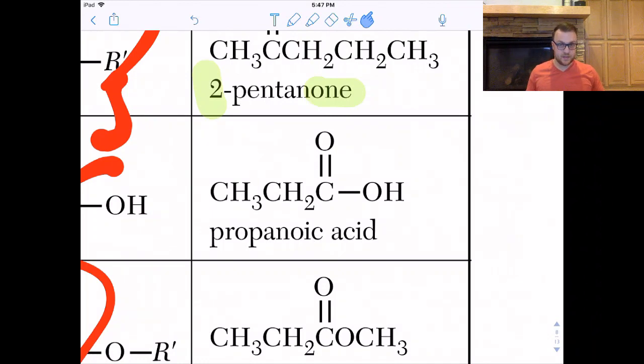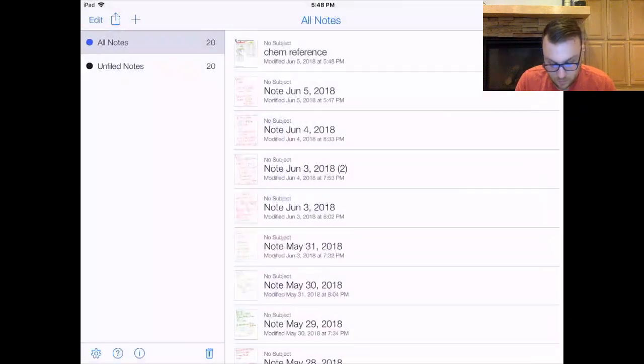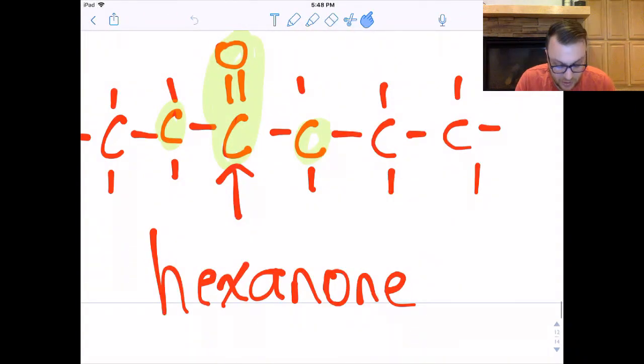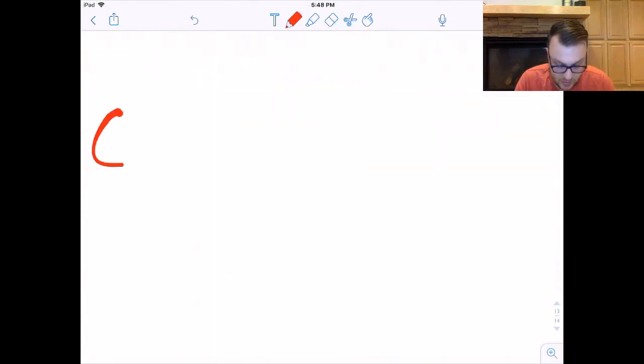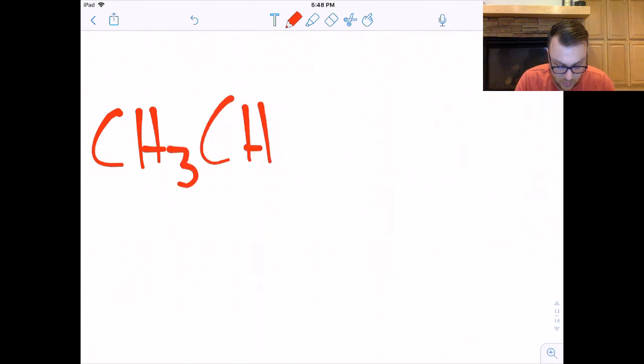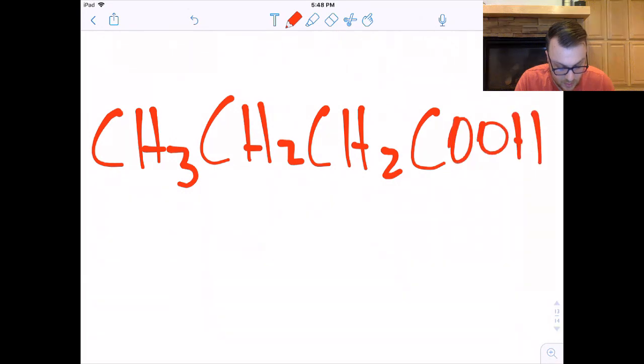So when you name it, instead of it being propane, it's propan, change the ending to oic, acid. Propanoic acid, butanoic acid, pentanoic acid, hexanoic acid. So, let's do a practice one. What does it look like condensed? So CH3, CH2, CH2, COOH. That's what it would look like condensed.